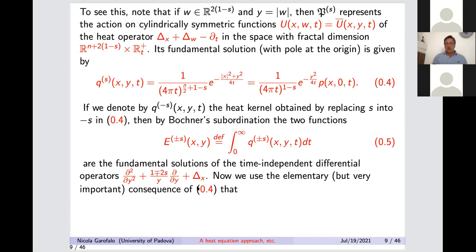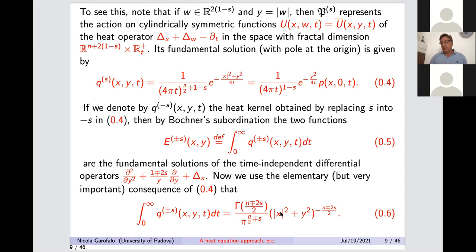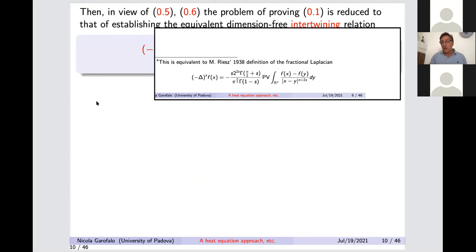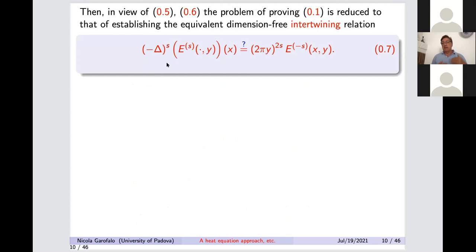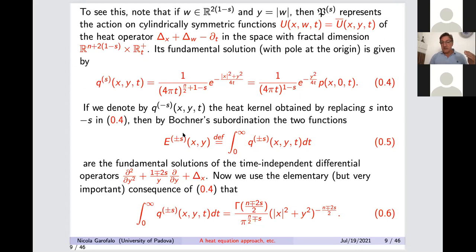All right, so now it's an easy calculation, but very important, that if we integrate in time these two objects here, then we get these two functions. And these are precisely the two intertwining functions that you've seen appearing in formula 01. All right, so once you make this observation, you recognize immediately that proving 01 now becomes equivalent to establishing the dimension-free intertwining relation minus Laplacian to the S applied to E upper S. Remember that E upper S and E upper minus S are defined by this formula here.